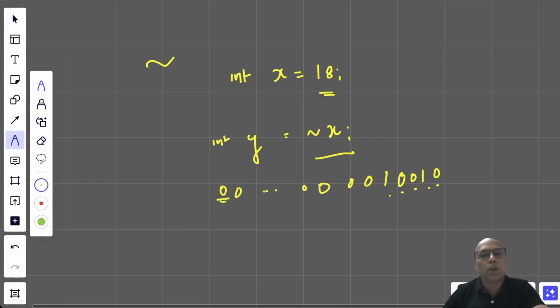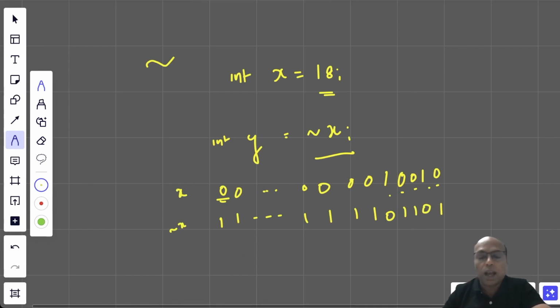If the sign bit is 0, it means the number is a positive number. Inversion of x is going to inverse every bit. The zeros become 1, all 1s, and the 1 at the 16 and 2 places become 0. This is x, and this is the inversion of x. Now, what value is stored?